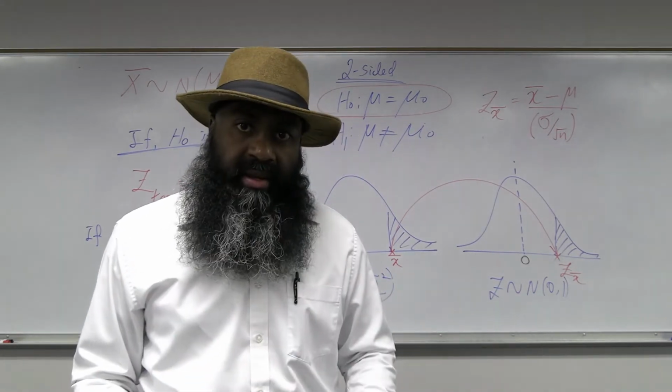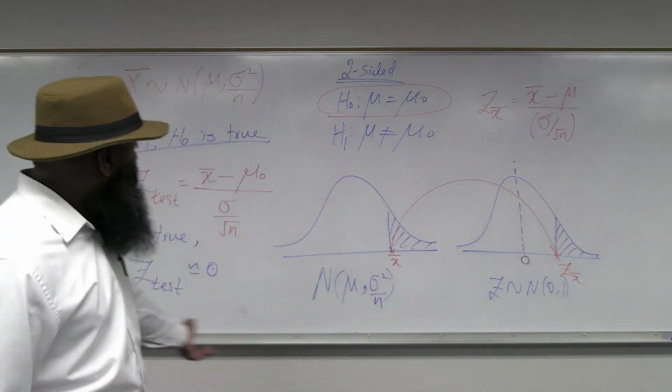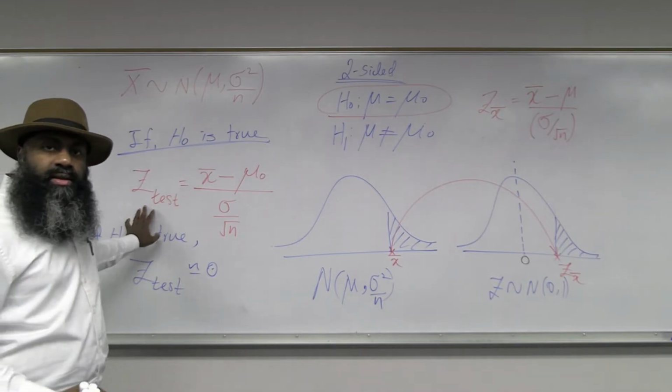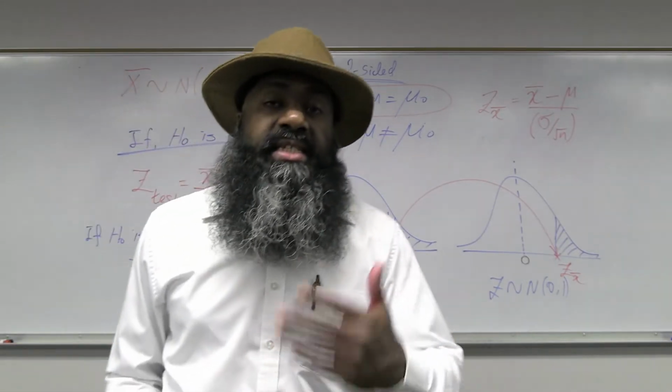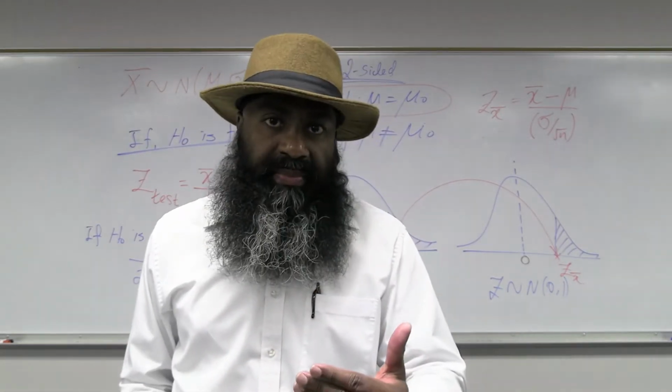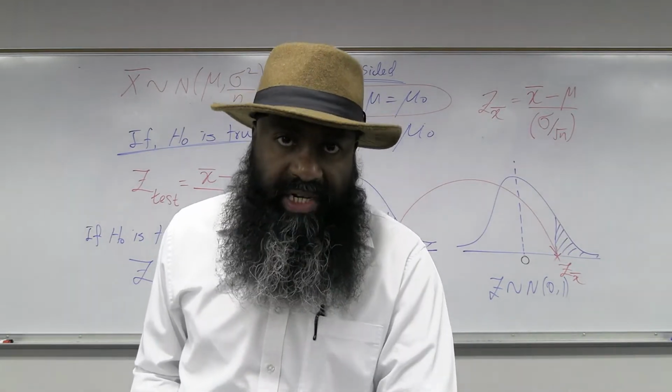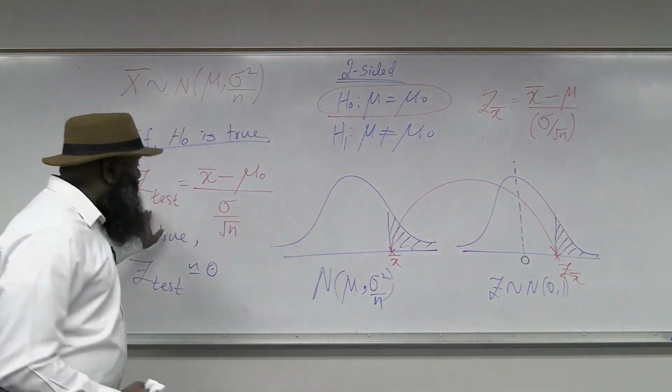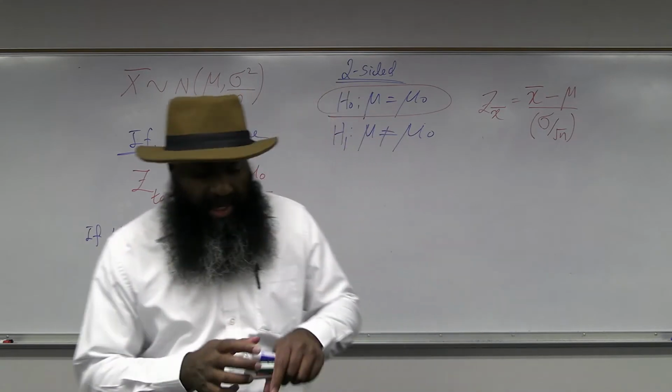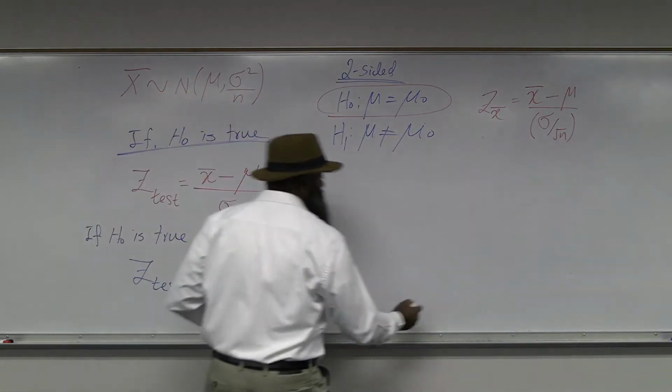To do that, we go back to the distribution of Z. Z distribution means the standard normal distribution. Let's see the standard normal distribution and Z test statistic. So here's the standard normal distribution. I'm going to draw it again.